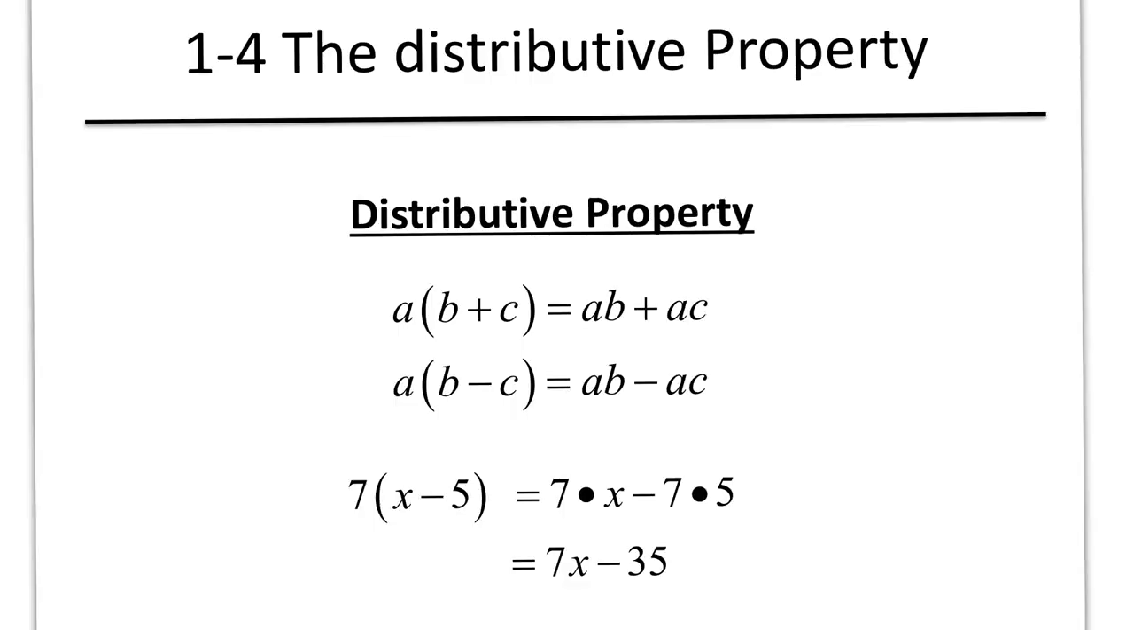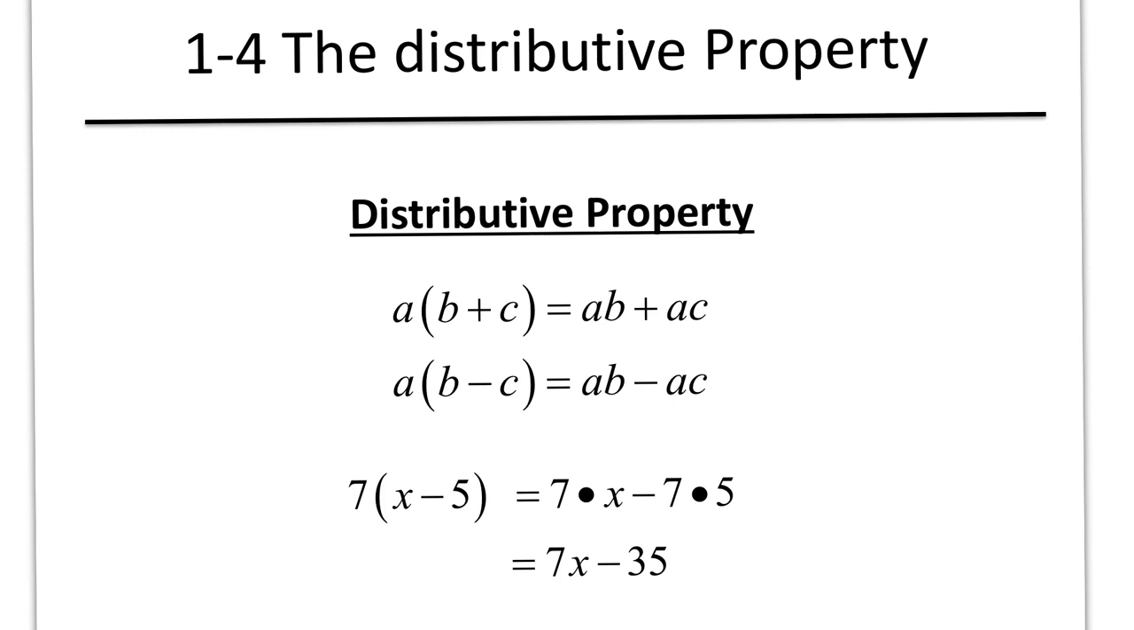Hey, what's up guys? This video is for section 1.4, which is the distributive property. And the first thing we're going to look at is what is the distributive property. So you guys see two examples here on the screen. I'm using variables, but it's the same idea when you have numbers with variables or just numbers.